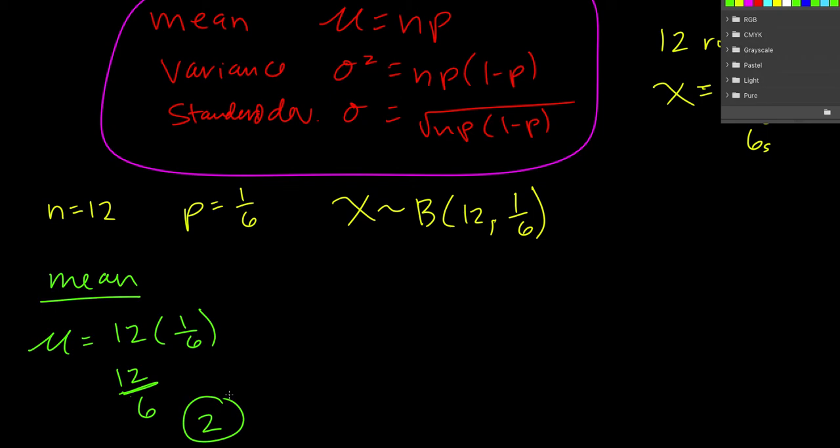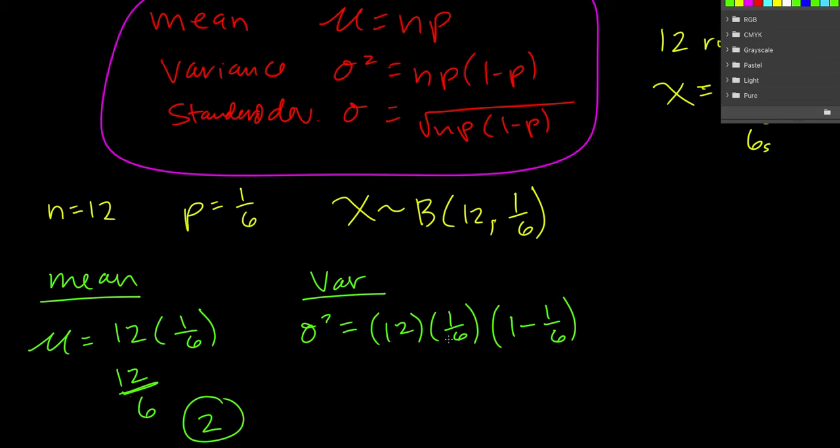Now, if we find the variance, it's right here. So our n is 12, our p is 1/6, and then 1 minus 1/6. We've already figured out that n times p is 2. When we do the other part, we're going to think of it as 6 over 6, so 6 minus 1 is 5/6. And so that gives us 10/6, or if we reduce that, 5/3. So sigma squared is 5/3.